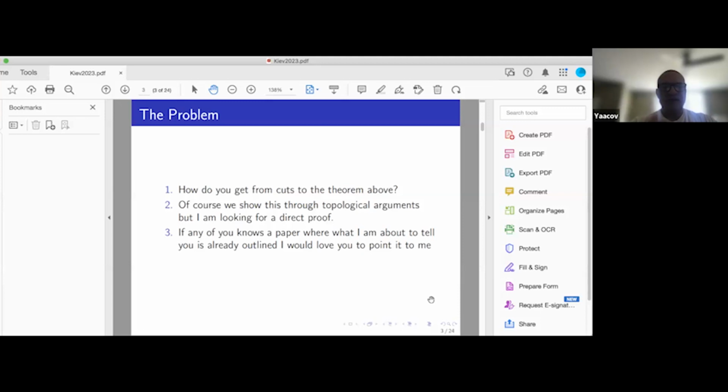And you will see, towards the end of the lecture, exactly what I mean. Now, if any of you knows a paper where what I'm about to tell you is already outlined, I would love you to point it out to me. So basically, there is a great proverb that might be widely known in narrow circles. Unfortunately, I don't belong to those narrow circles, so I don't know about it. And this was something that made me curious as of 30 years ago when I actually completed my PhD.